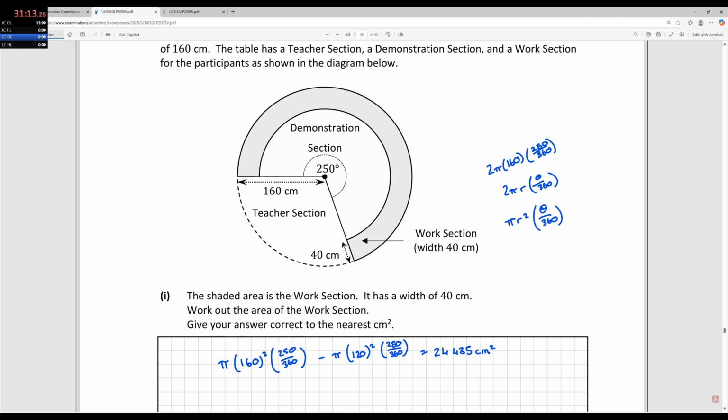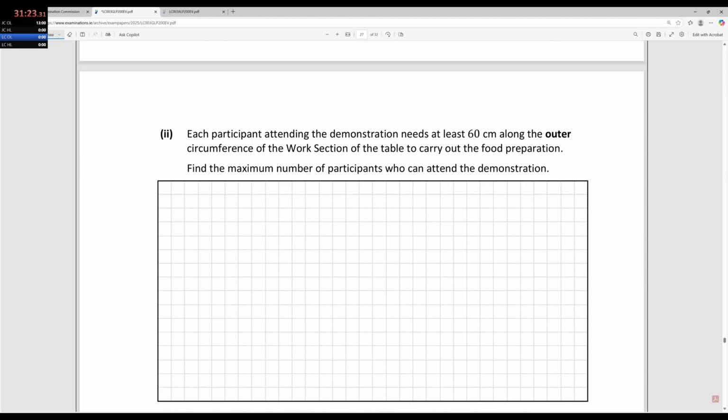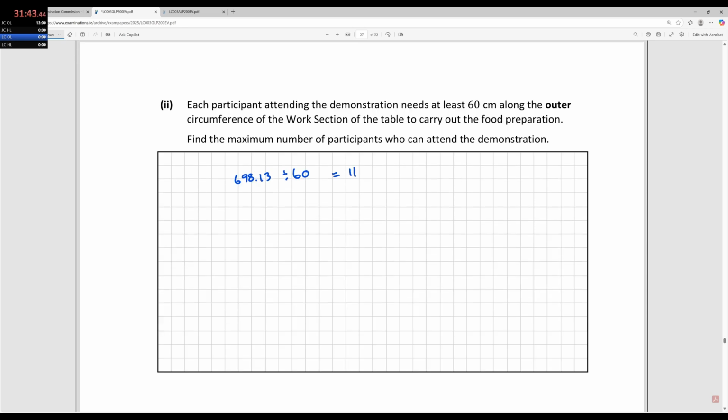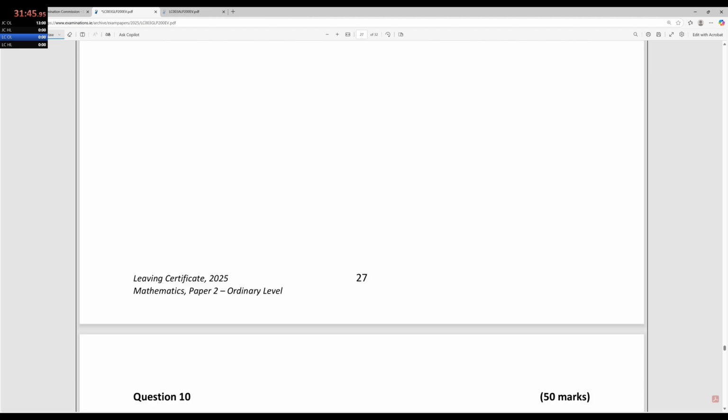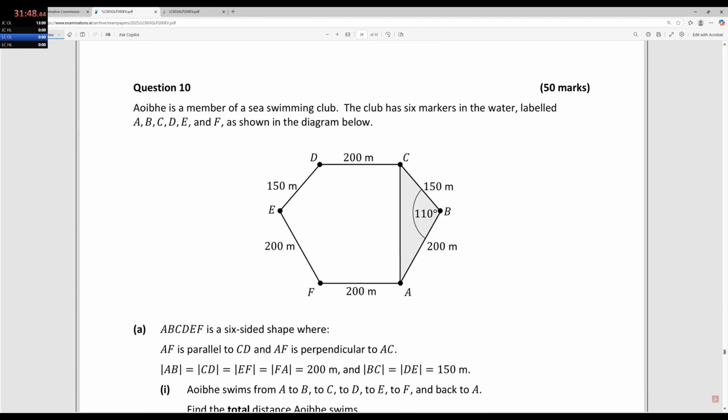So that would be like so. And we would say that the outside bit is 698.13, we'll say, but we need to divide that by 60 to find out how many people can safely fit around it. And it's 11.6, but that means we have to do 11, even though you would think to round up. We have to, because the 0.6 implies there's like 40 centimeters, but we can't have that. We need 60, so it's 11. We have to round down weirdly. Again, something they wouldn't really have done in ordinary level before, I don't think.